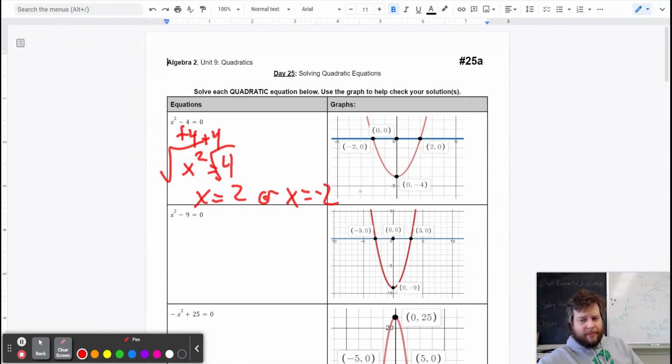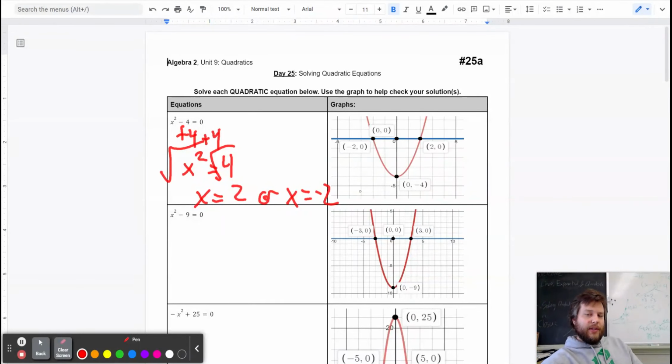Every positive number, when you take the square root, has two different answers. So a lot of times I'll just say, what are the square roots of 4? Just to remind you that positive numbers have two different values, two different square roots.